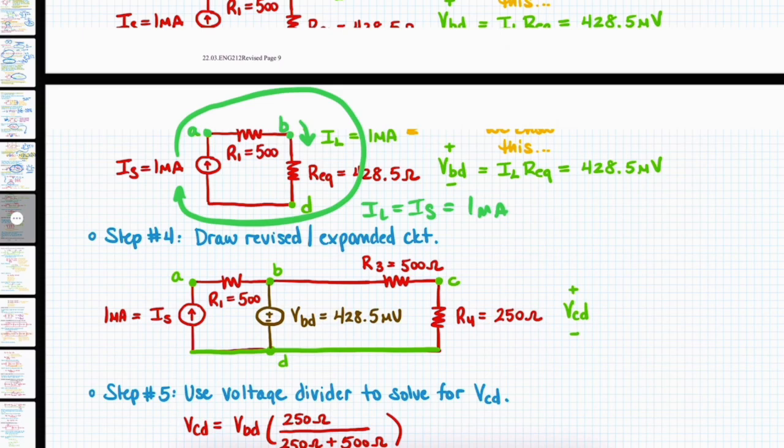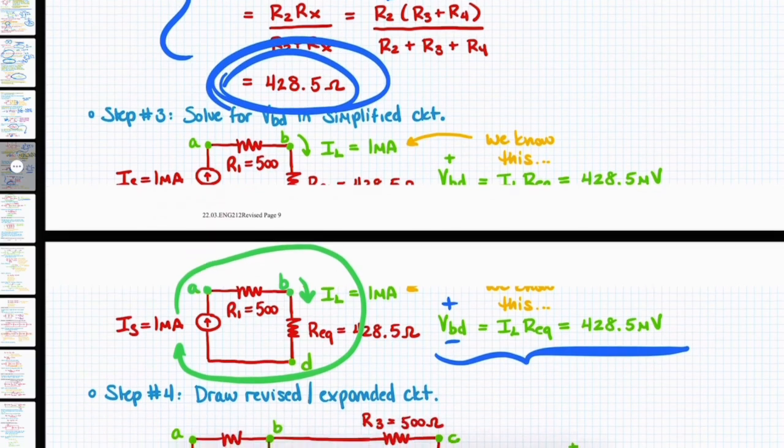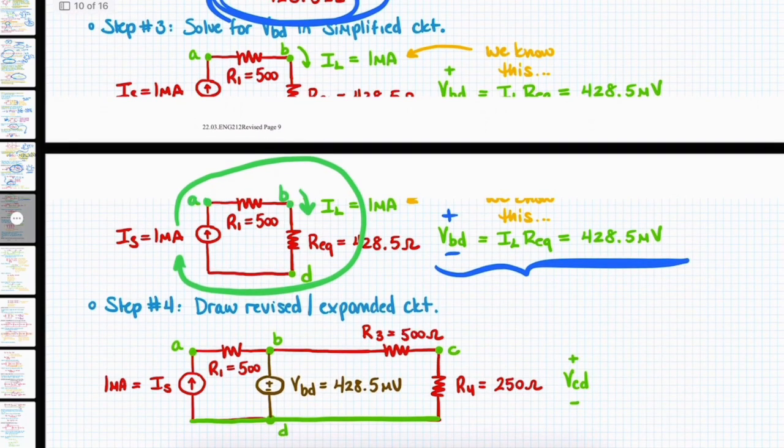And then what we can do is we can solve for VBD using Ohm's law. IL times R equivalent. We're obeying the passive sign convention. And so that gives us 428.5 millivolts. That makes sense because we had 428.5 ohms and our current is 1 milliamp.